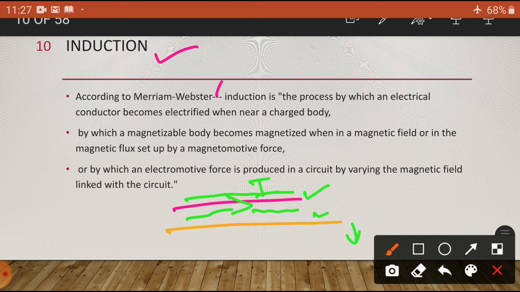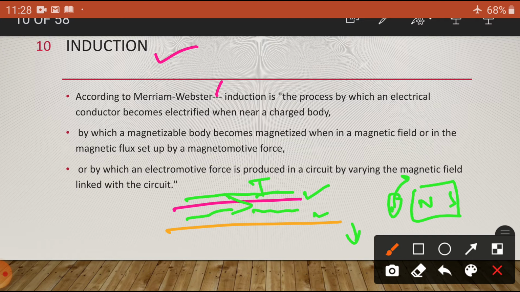That means suppose there is one magnet, with a north pole and south pole. Nearby I place an iron piece, then the iron piece also becomes a magnet. That is induction. Physically there is no contact between the iron piece and our magnet, there is an air gap between the two. Even then the iron piece is in the magnetic field itself, so it becomes a magnetized material.